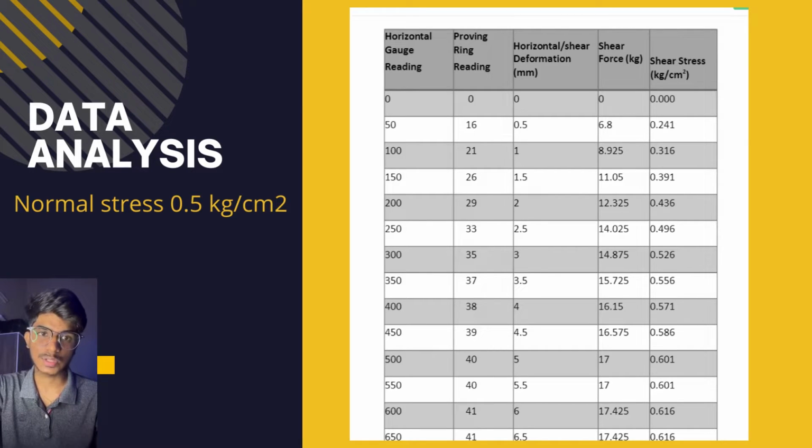Okay, now let's take a look at the data analysis of the shear box test. Here we have used the normal stress of 0.5 kilograms per centimeter square. You can see we should calculate the horizontal gauge reading, proving ring reading, and also the horizontal and shear deformation in millimeters, and shear force, and also the shear stress as well.